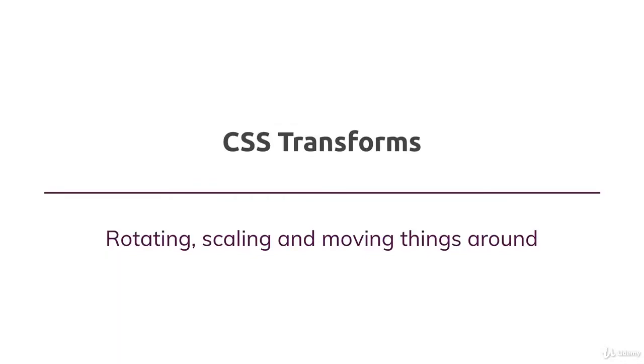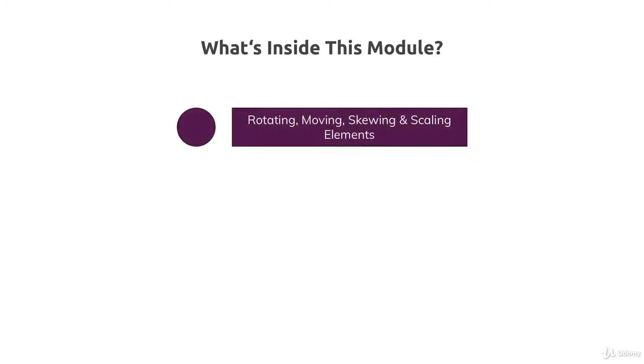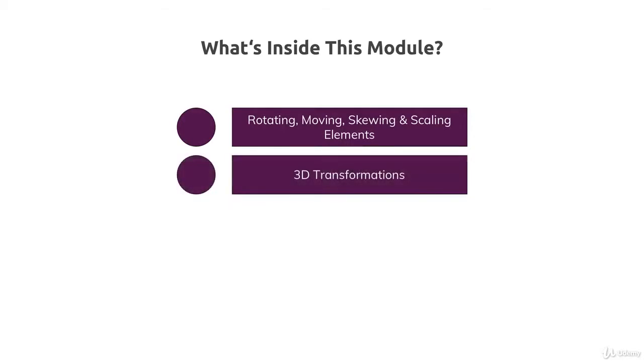Welcome to this module. In this module, we'll dive into how we can actually transform HTML elements with the help of CSS. To be precise, we'll dive into how we can rotate, move, skew, or scale elements, and also how we can apply 3D transformations. So not just use 2 dimensions, but actually create a 3D effect, all with the help of CSS only. So let's dive into that.